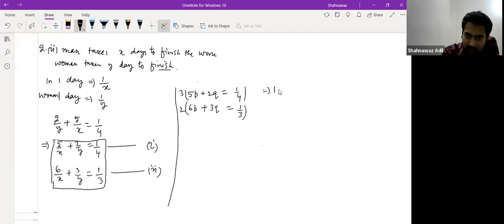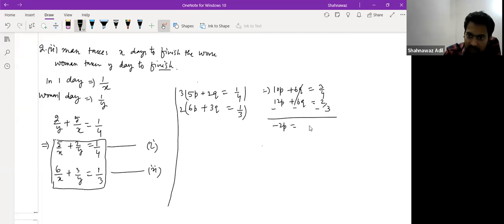So this would be 10p plus 6q is 3 by 4, right? And this is 12p plus 6q is 2 by 3. So subtracting, this is minus 2p is 3 by 4 minus 2 by 3. Right, so this is 12 and this is 9 and this is 8. So minus 2p is 1 by 12, right?